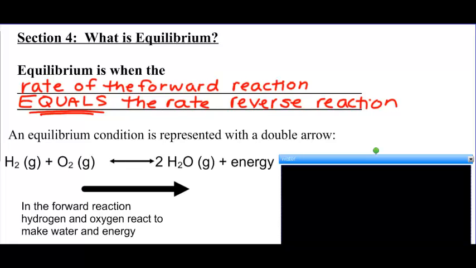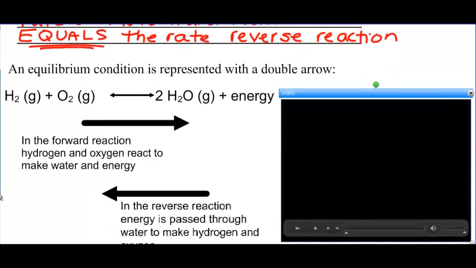I have an example of a reversible reaction here on your paper. In the forward reaction here, hydrogen reacts with oxygen to make water and energy. Forward would mean it proceeds in the direction as it's written. This is the forward reaction. It produces a lot of energy, and I'll show you a video of that production in just a minute.